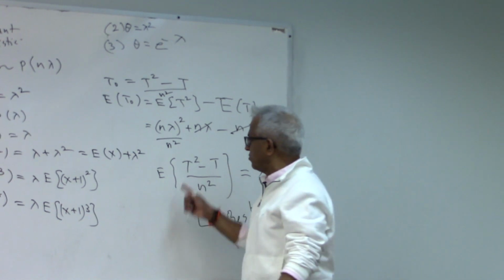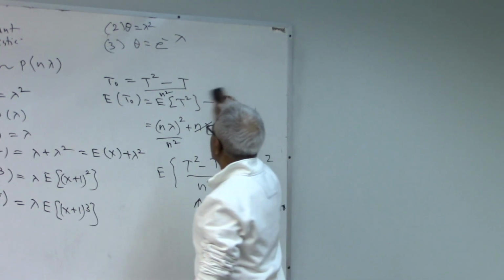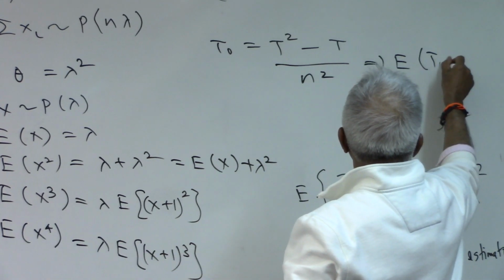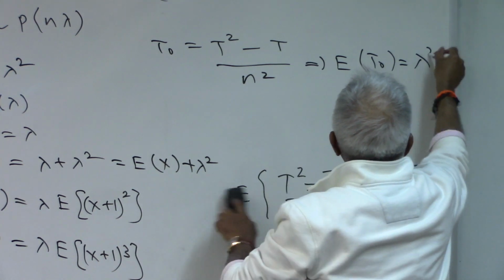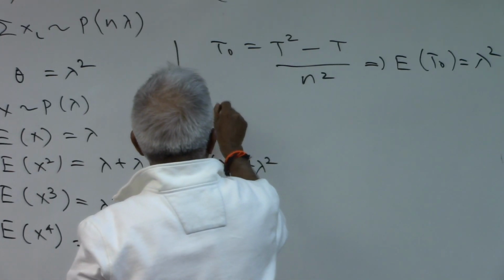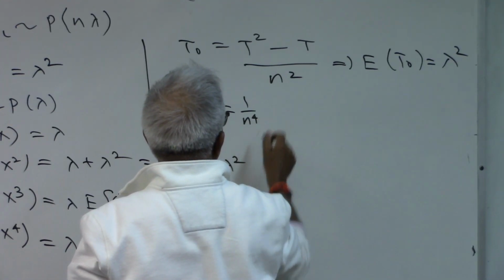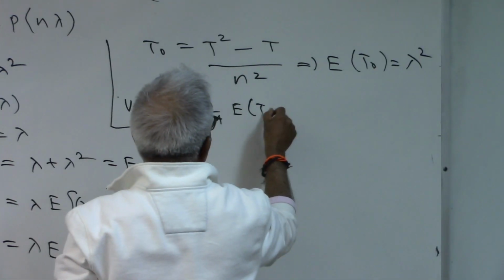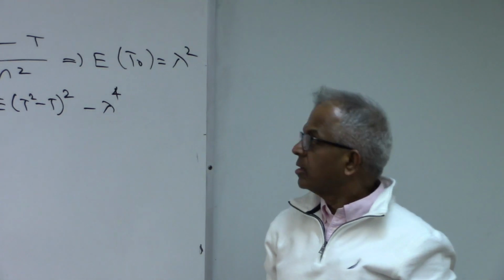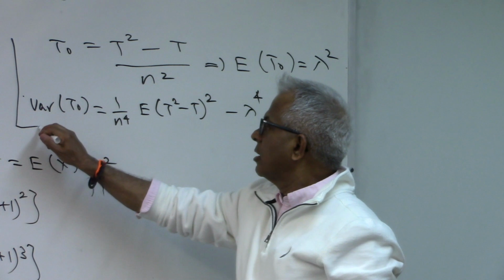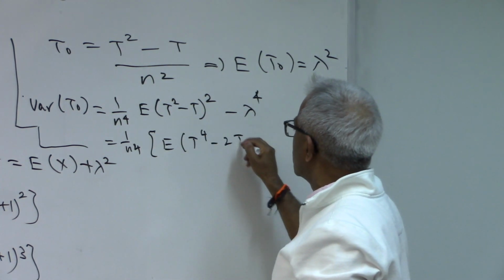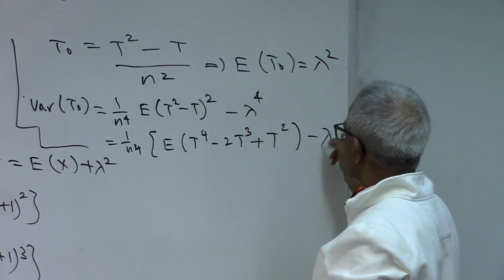The question is, what is the variance of this? Remember, this is what I'm calling T naught: T naught is T squared minus T, over n squared. We know that the expected value of T naught is lambda squared. And what is the variance? The variance of T naught is 1 over n to the 4, times the expected value of (T squared minus T) the whole squared, minus the mean squared, lambda to the 4. So you have to compute this quantity. That will turn out to be 1 over n to the 4, times the expected value of T to the 4 minus 2T cubed plus T squared, minus lambda to the 4.